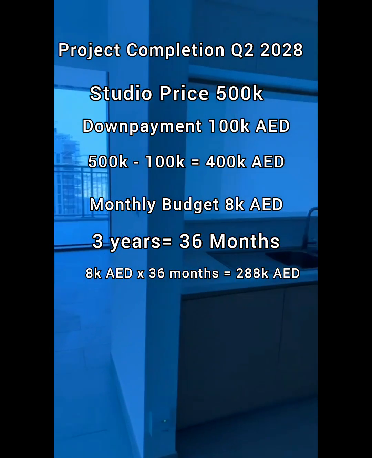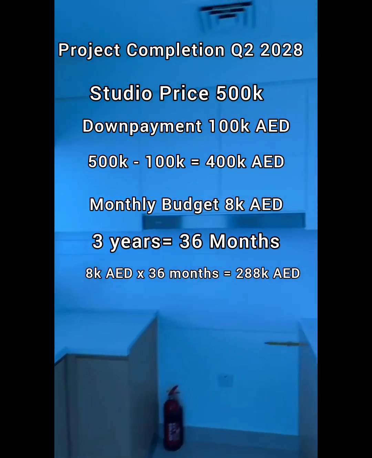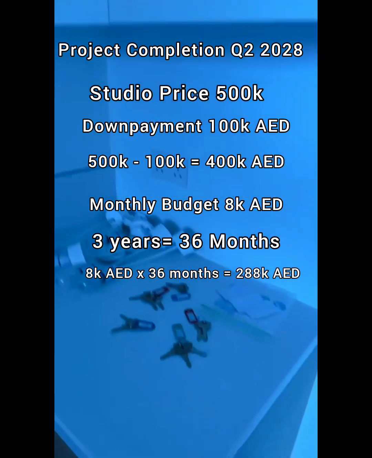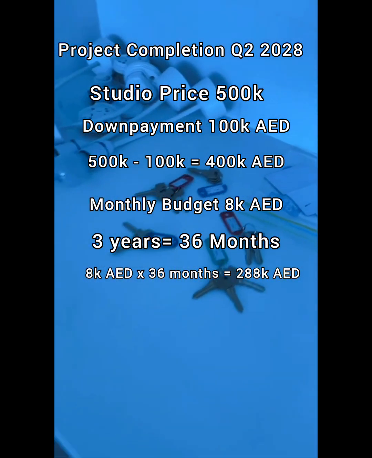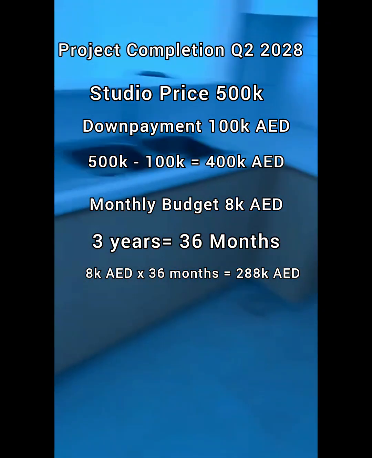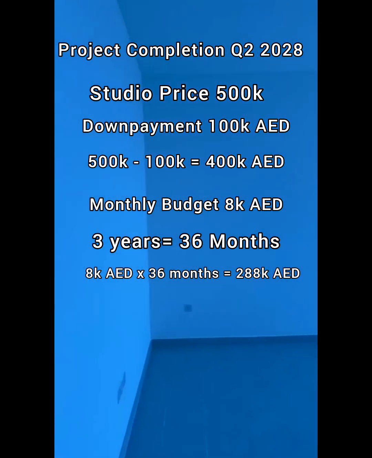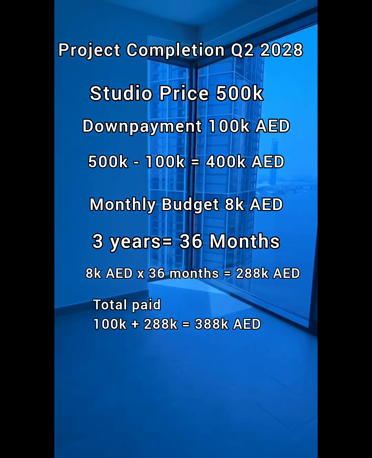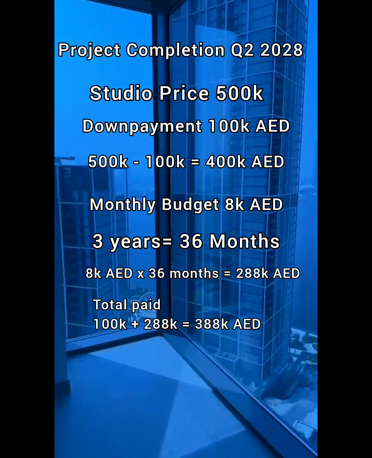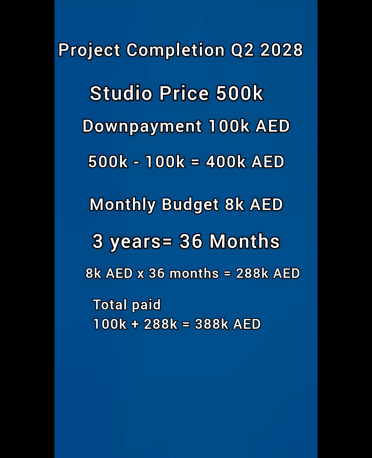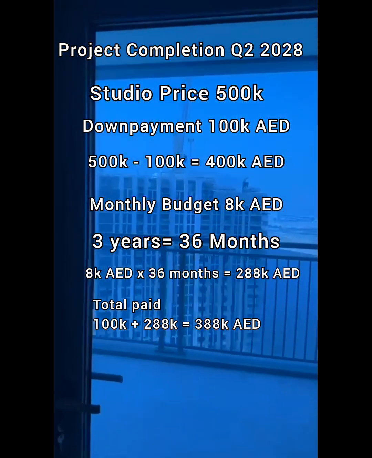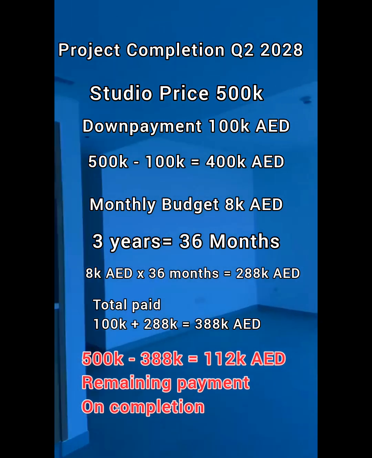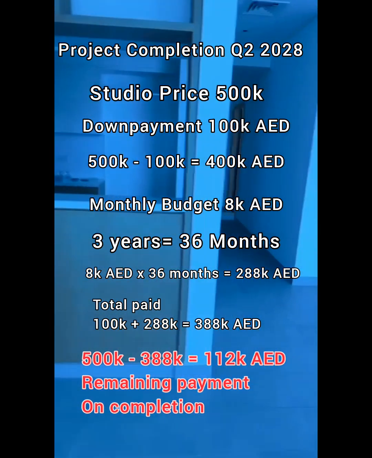And over a 3-year period of paying 8,000 dirhams per month, he would only have paid 288,000 dirham in addition to the 100,000 deposit that he paid, which comes out to 388,000 dirham. Now, the client, he can't afford a 500,000 dirham property.